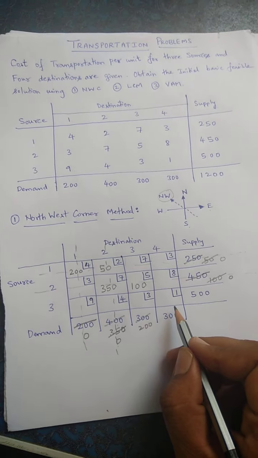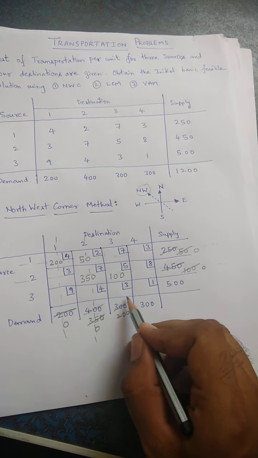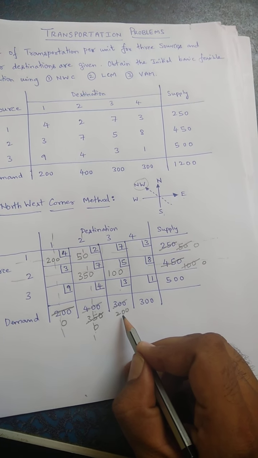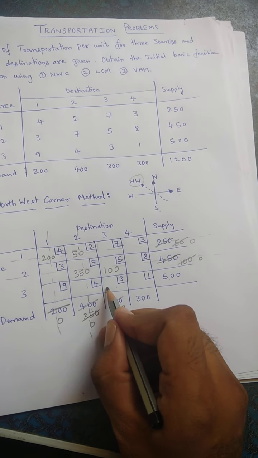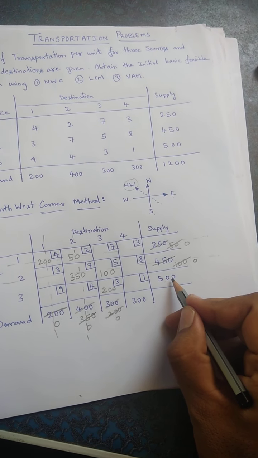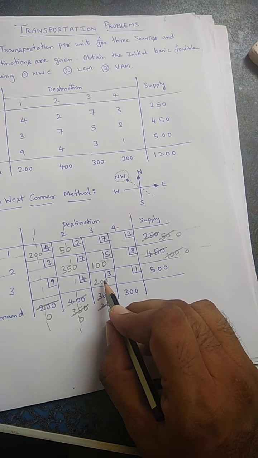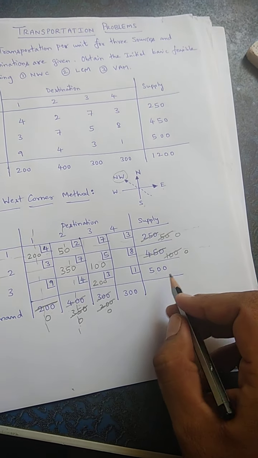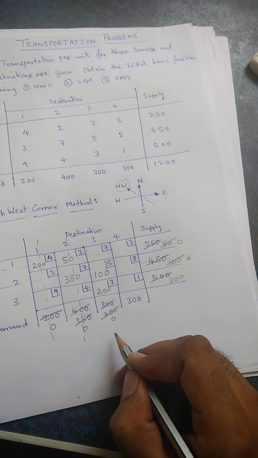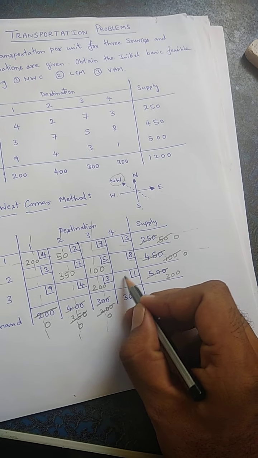Now the cells pending are only these 2 cells. The northwest cell among these 2 cells will be this now. Among 200 and 500, the minimum is 200, so I will allocate 200 units here, and this becomes 0. Source 3 had 500 units of supply, 200 it has given to the third destination, so it is left with only 300 units. So this cell is also gone. Now the only cell left is this cell.